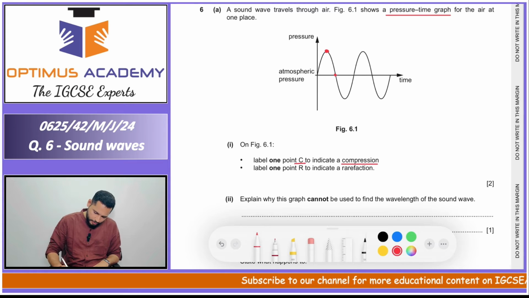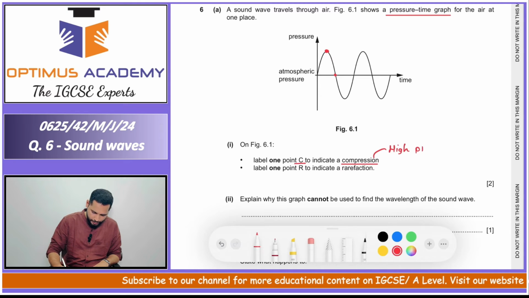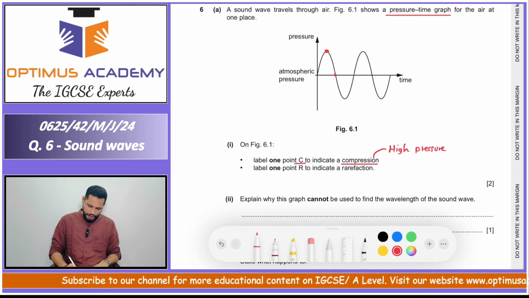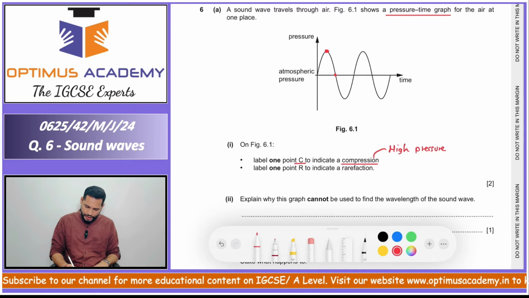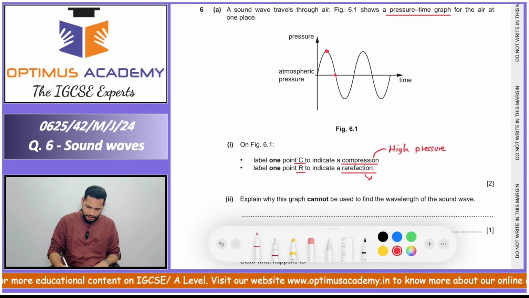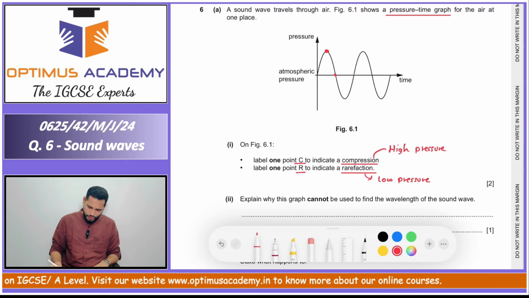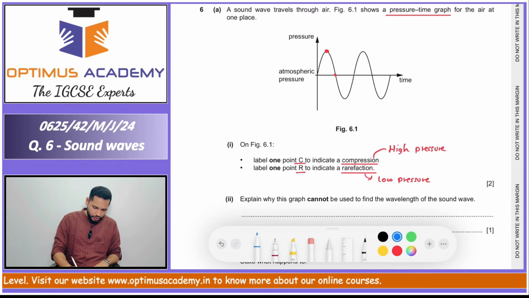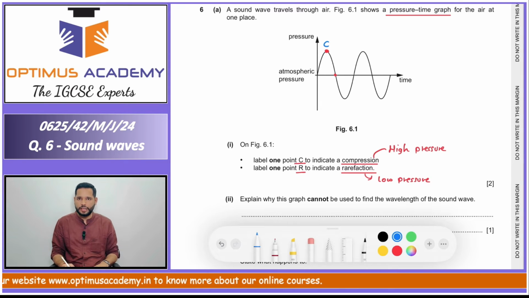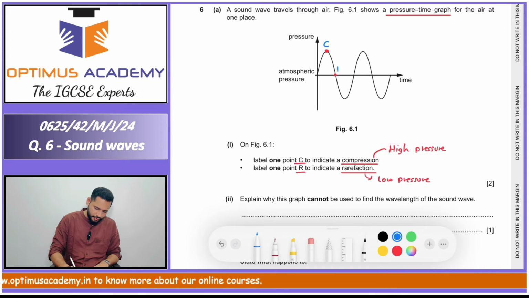Now what we know about compression? Compression is a region of high pressure. And they're asking us to label 1 point R to indicate rarefaction. Now what is rarefaction? It is the region of low pressure. So compression can be pointed or labeled where the pressure is higher, and rarefaction can be labeled where the pressure is lower.